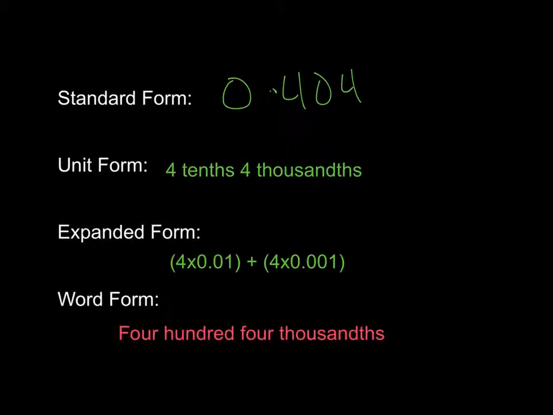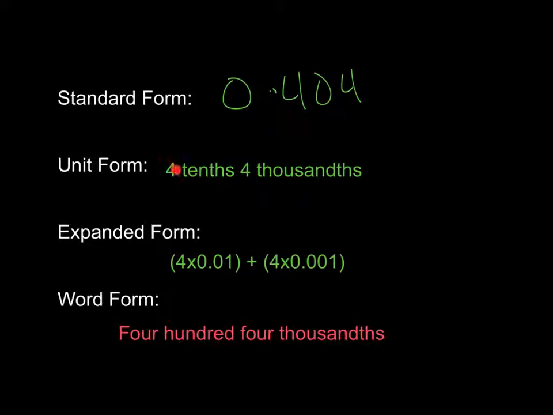Okay, as we look at this, a lot of you are going to have made a mistake. When you look at this, you saw it as 404 thousandths. However, that and is not here, which means that this is a straight decimal. There's nothing to the left of the decimal. So in standard form, we have 0 and 404.